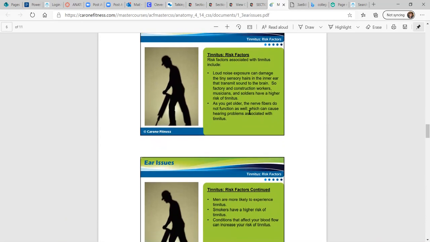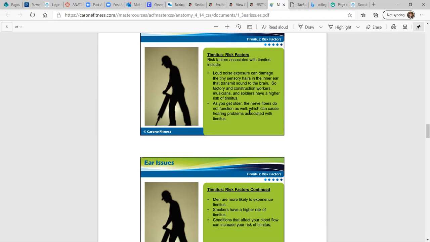Risk factors. So if you work in a very loud environment, such as construction, in some parts of the military, if you work in a factory, even musicians, if you're around amplifiers and playing music close to your ears, I suggest you use some type of ear protection.